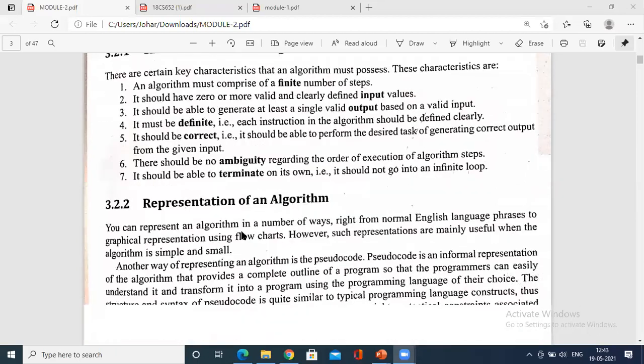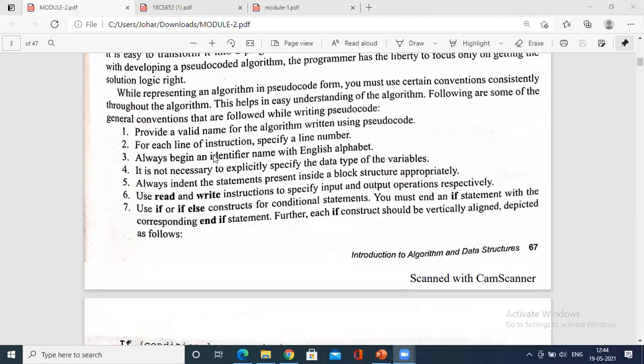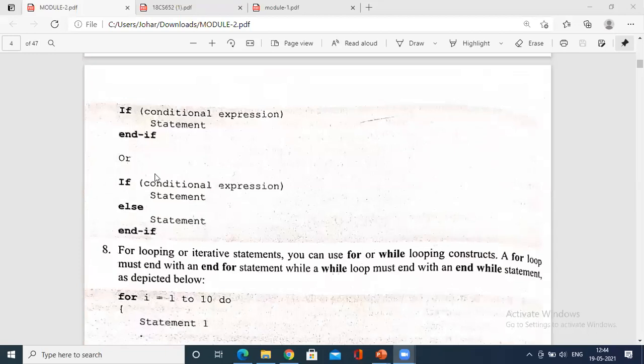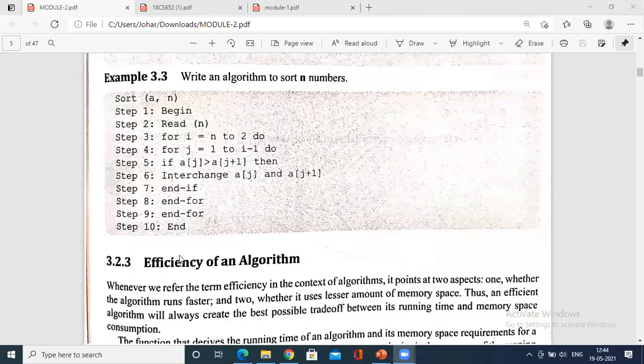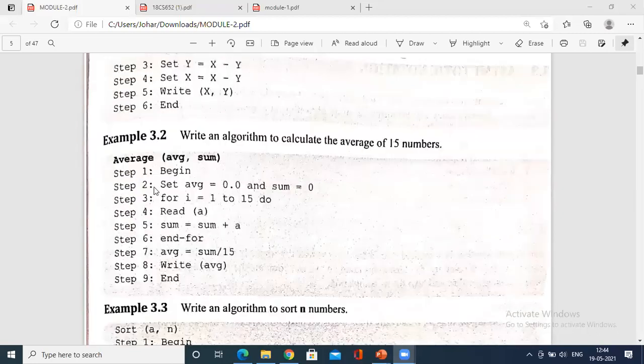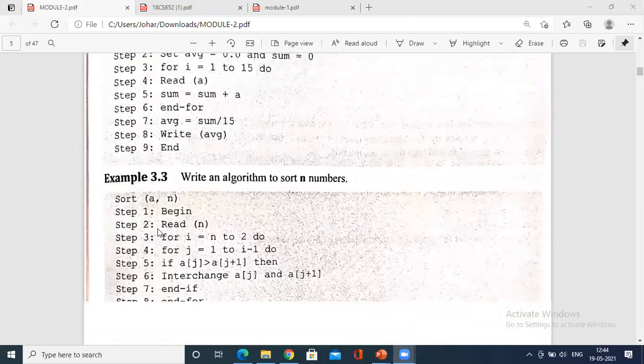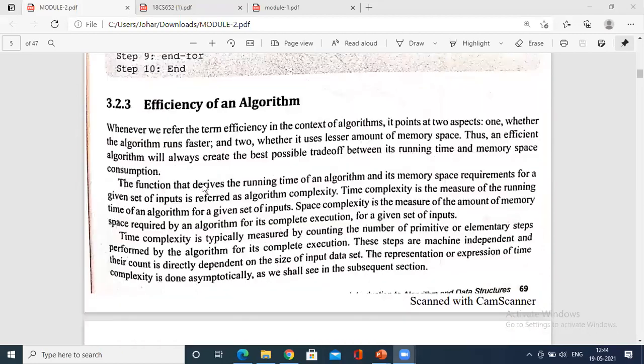So all these are the characteristics of an algorithm, we have seen this. How do you represent an algorithm? Using statements, right? You have a start, you have an end, and you write in terms of steps. All these things we have seen in the first unit.